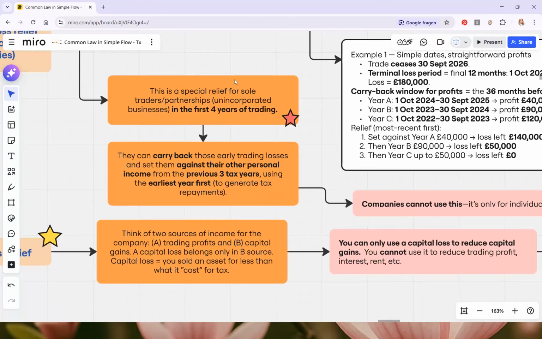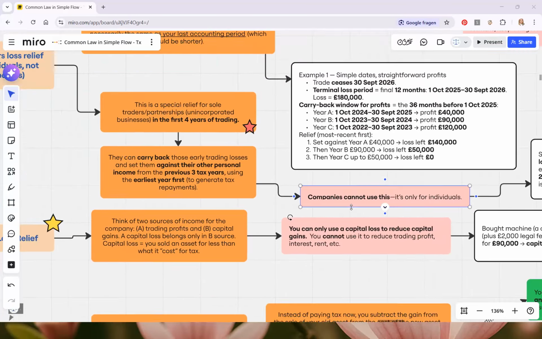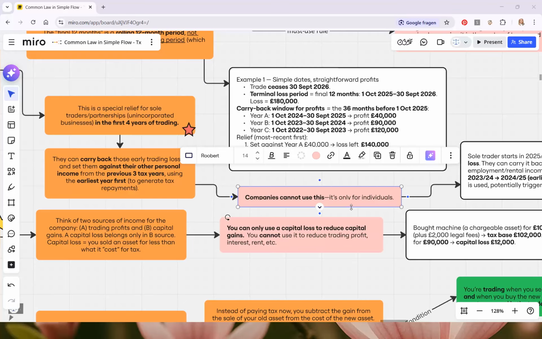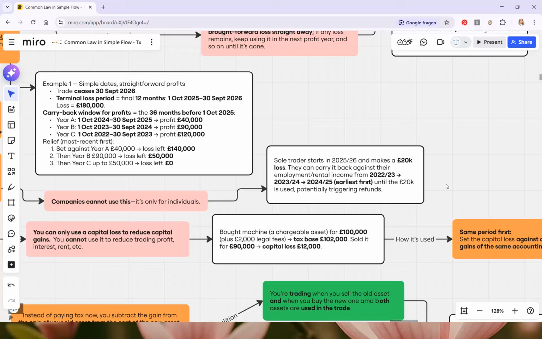They can carry back those early trading losses and set them against their other personal income from the previous 3 tax years, using the earliest year first to generate tax repayments. As I said in the beginning, companies cannot use this. This is only for individuals.